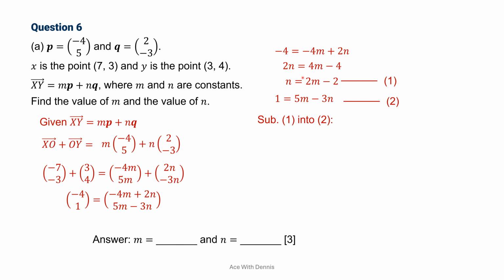So now, I use the substitution method. I will substitute equation number 1 into equation number 2. So the equation becomes 1 equals 5m minus 3 times (2m minus 2). So we substitute this n with 2m minus 2 into this equation. Next, expand the bracket. From here we get -6m plus 6. So I solve this equation, m will be equal to 5. Next, to find the n value, just substitute this 5 into the first equation. We have n equals 2 times 5 minus 2, which is 8. Therefore, the answer is m equals 5 and n equals 8.